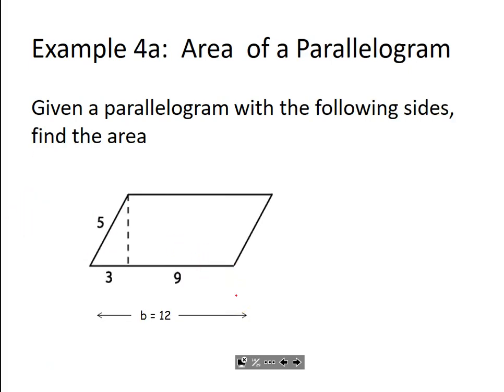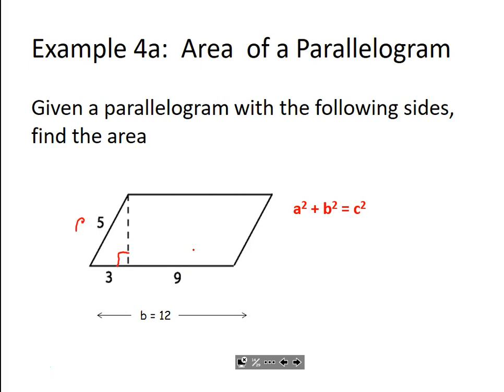So on this next one, it says, given a parallelogram with the following sides, find the area. Well, we can see that our base here is 3 plus 9, that's 12, but we do not have the height here. So we have to ask ourselves, is there a way for us to find the height? If you guys notice right here, this again is a right triangle over here. So we're going to draw a right triangle here, and then we can use our Pythagorean theorem to solve for the missing side.